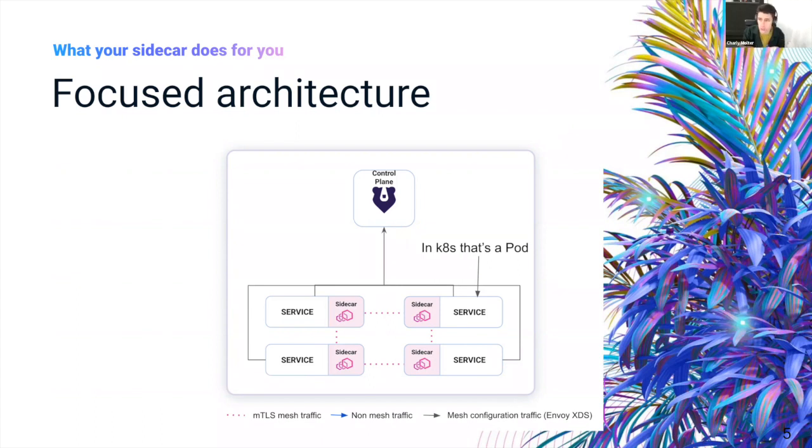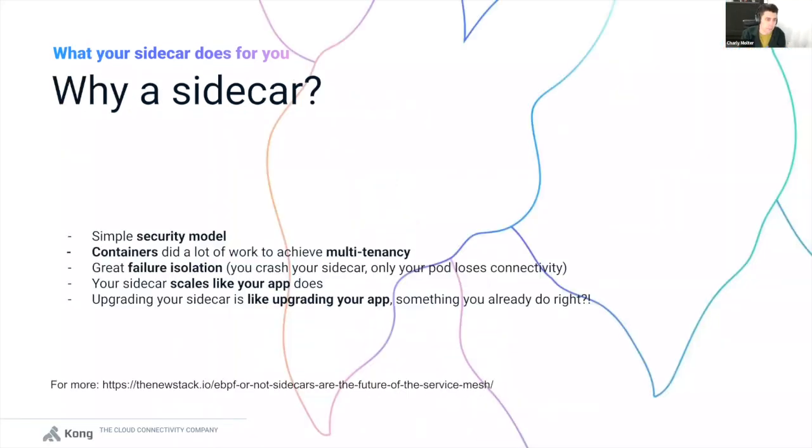The services are going to talk to one another through these sidecars. The entire traffic from the service is redirected through the sidecars. The most common way to do that is by leveraging iptables, but there are different possible ways to do that. So why a sidecar? A sidecar is a very simple security model. It's very similar to what you do with Kubernetes, which is pod isolation.